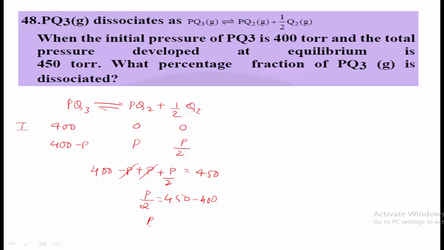450 minus 400 is 50. 2 into 50 is 100, so I have directly written it here. Therefore, what have they asked? Percentage fraction of PQ3. So you need to find the percentage of PQ3 dissociated. That is 100, that is the pressure, and the overall pressure present initially is 400. And you need to calculate the percentage, so multiply it by 100. You will get 25%. This is the answer.